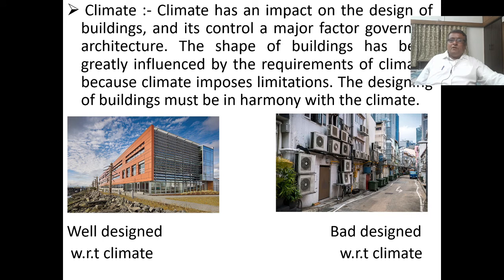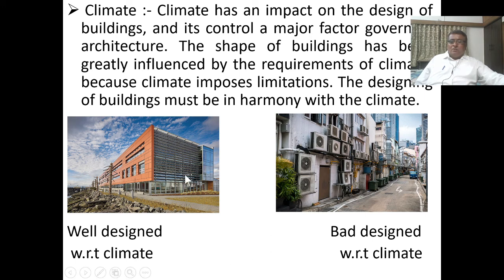Now climate. Climate has an impact on the design of the buildings, and its control is a major factor governing architecture. The climate has maximum impact on the design of the building. The shape of the building has been greatly influenced by the requirement of the climate, so we have to plan the building accordingly, because climate imposes limitations. So the design of the building must be in harmony with the climate.